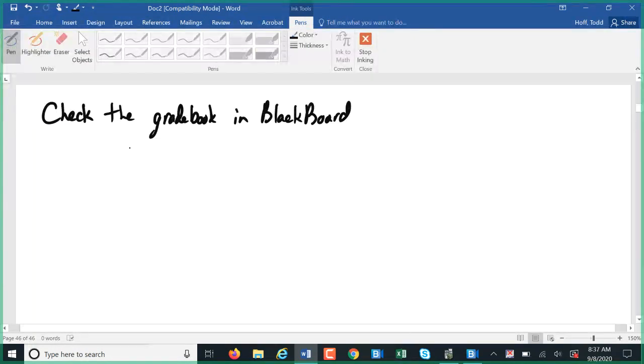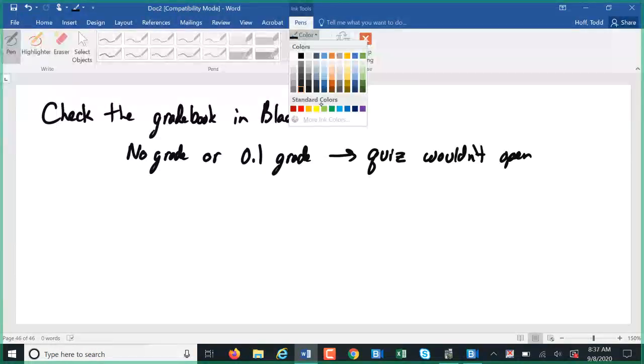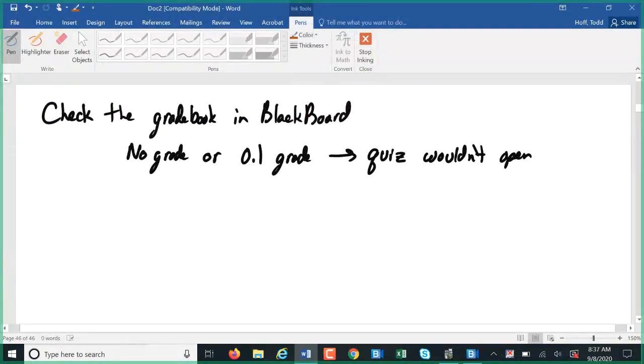So if you have either no grade or a 0.1 for a grade, that means your quiz wouldn't open. That means you'll have to email your quiz to me, resubmit it to me so that I can grade it and get that in the book for you. Otherwise, having a 0 on a quiz really does hurt your grade in the long run. It takes a lot to come back from that. I know if you submitted something, I know you did the quiz, and I'd really like to see you get the points for your effort. So make sure you do that when you get a chance.